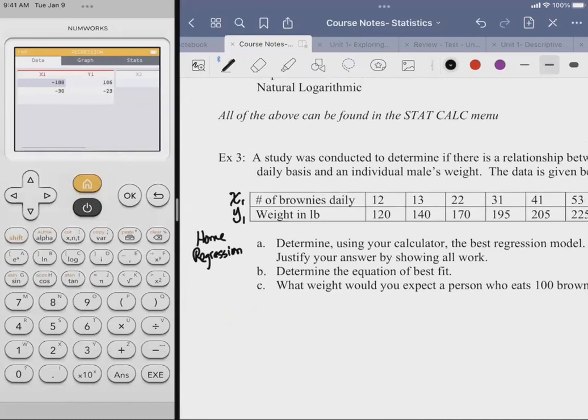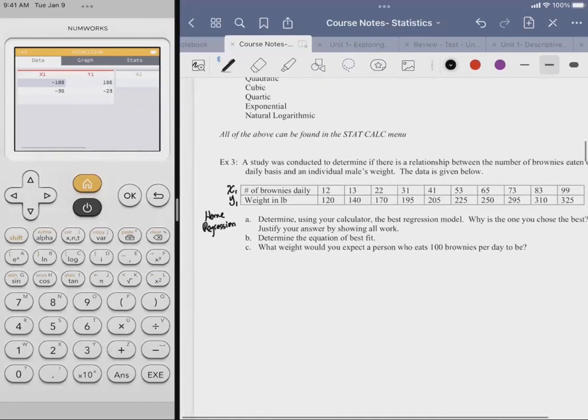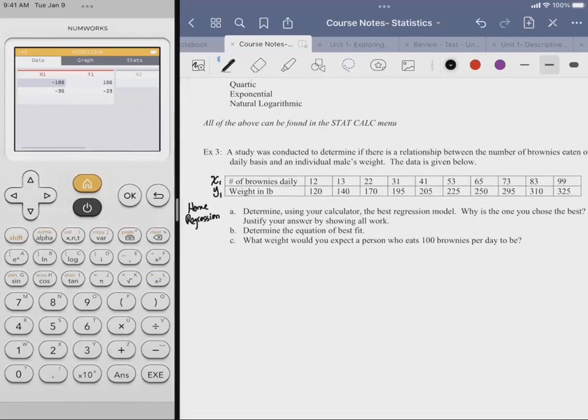If a person's eating 99 brownies on a daily basis, then they've got bigger things to worry about than computing a regression equation.